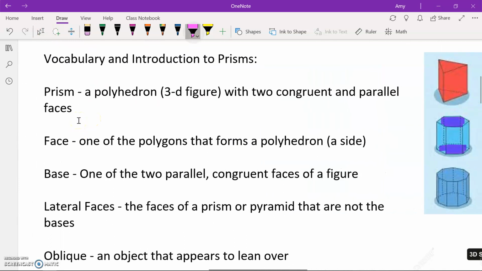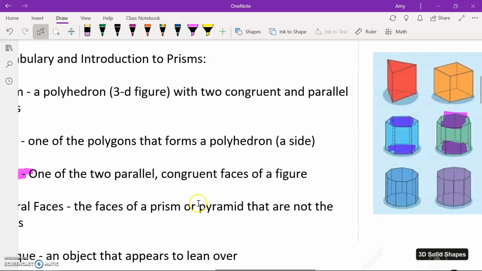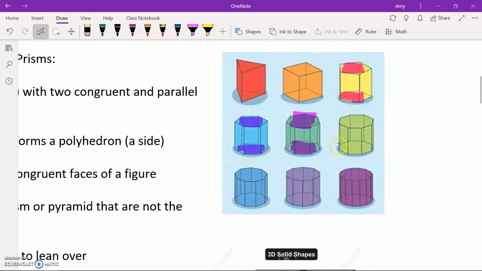Now, one of our big keywords that we have to see is the term a base. The base in our common language means the bottom, but in math, it specifically means one of the parallel congruent faces of a figure. So if we're looking at this, the bases are those shapes that are being repeated as you go up your figure.